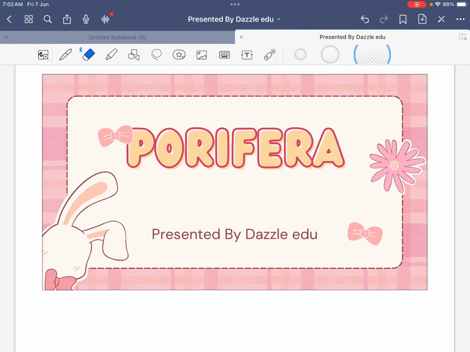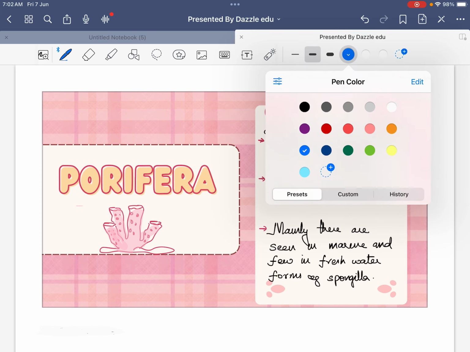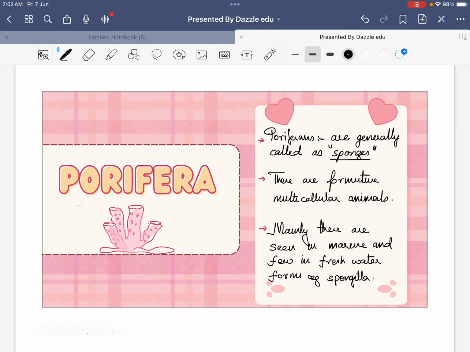Edu class. Today we are going to discuss the topic Porifera. Porifera, as we know, are generally called sponges. They are a primitive form of multicellular animal. Many of them can be seen on the marine floor, but a few are in freshwater form. An example is Spongilla.